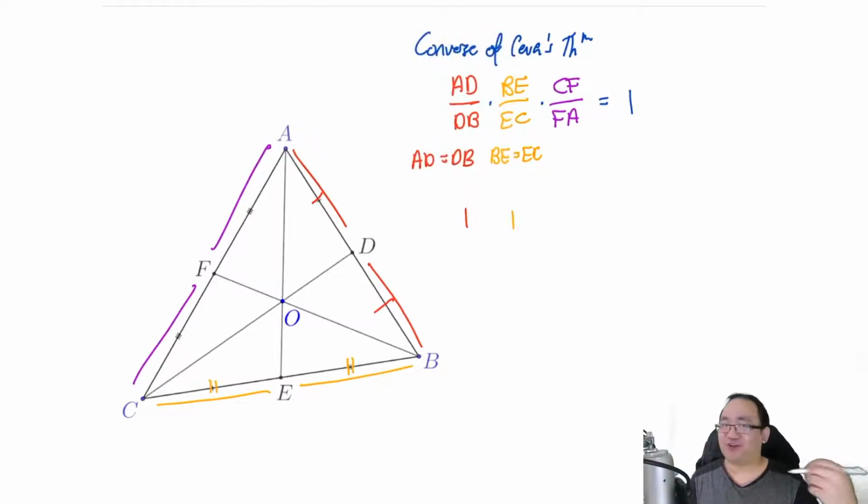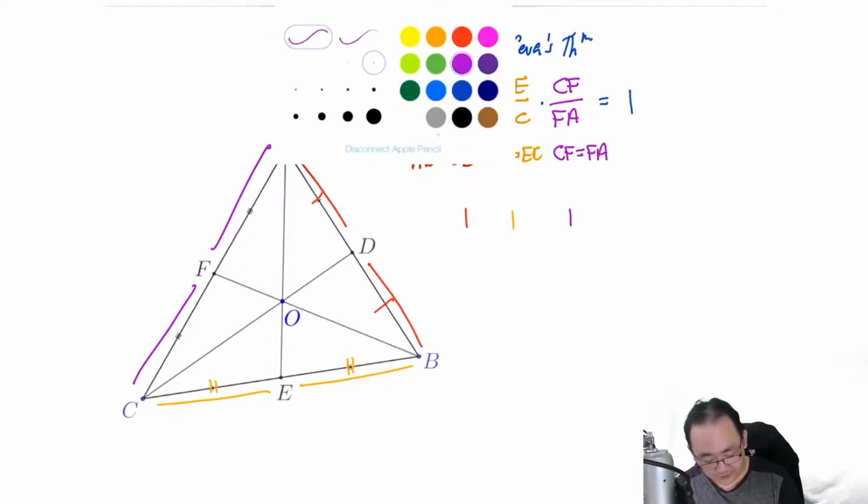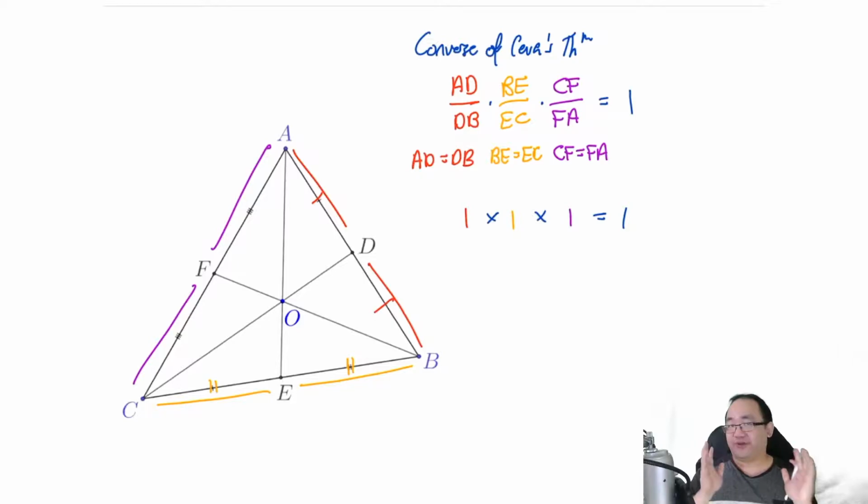Just to reiterate the point, they're equal because of the nature of the median. The median connects to the midpoint of the other side, and since it's the midpoint, it means the two sides created by that midpoint will be equal in length. So CF is equal to FA, and as a result that's going to be 1. So therefore, we have 1 times 1 times 1, which is definitely equal to 1, and therefore we satisfy the converse of Ceva's theorem in saying that if we multiply these ratios together and we get 1, then the medians are therefore concurrent.